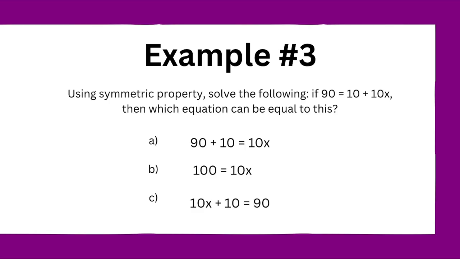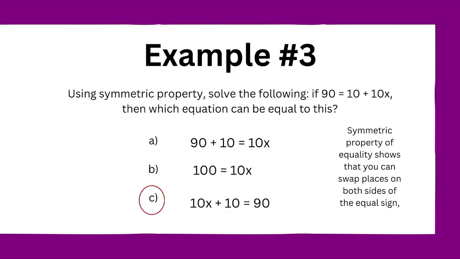So A is wrong. B, I have 100 equals 10x. While that would be right if you were solving it algebraically, that's still not the correct answer because we are not making new values and stuff like that. You are simply switching both sides of the equation around. You are not solving for anything when dealing with symmetrical property of equality. So that is why C would be correct and why A and B are incorrect, essentially. So C is correct.